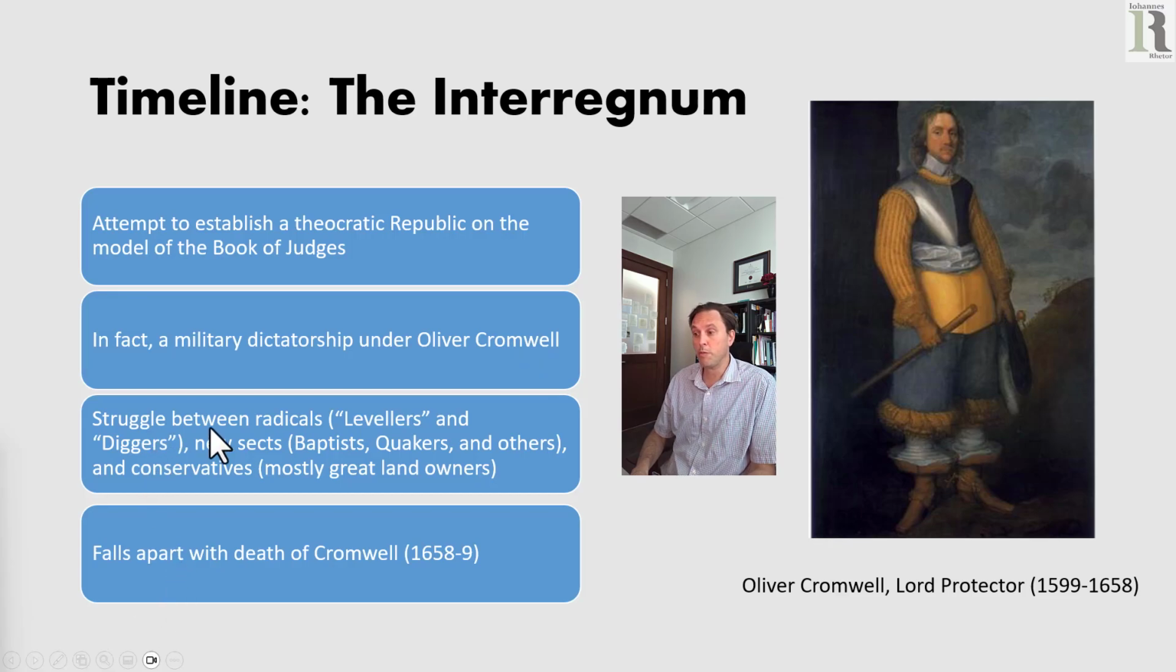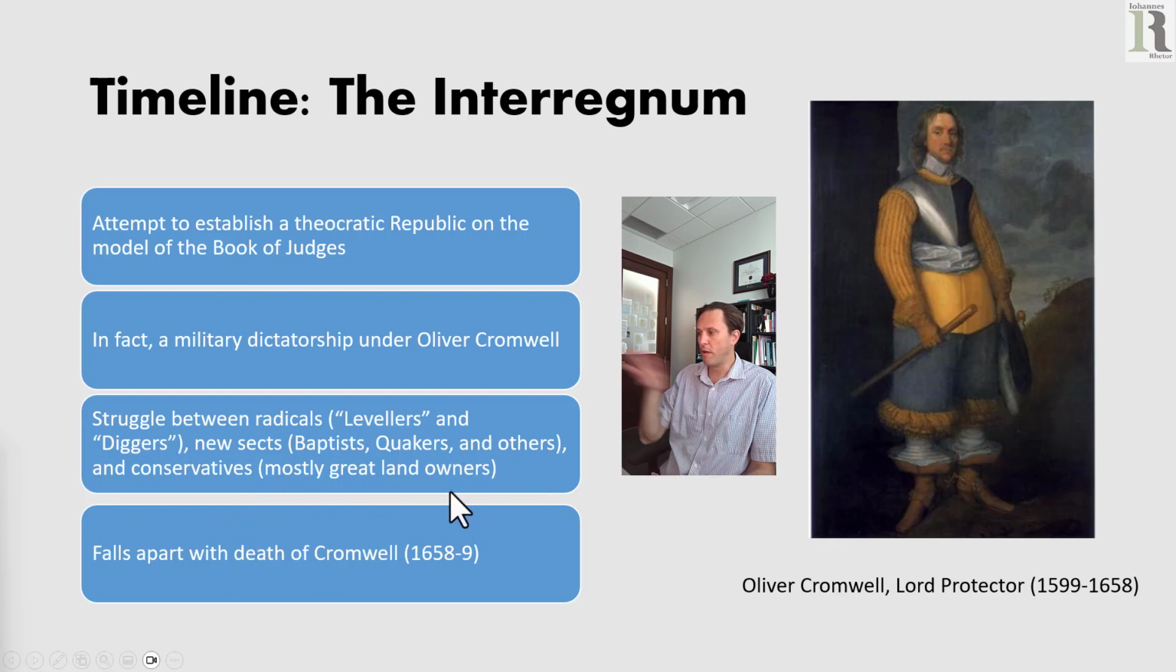There were struggles between more conservative Protestants who wanted to preserve property rights and the social order roughly as it was, even without royal authority, and new radical Christians who wanted to abolish the aristocracy and redistribute property. These were known as levelers and diggers. This was also a period in which new sects such as Baptists, Quakers, and others emerged, as well as the reemergence of a kind of conservatism, mostly great landowners.